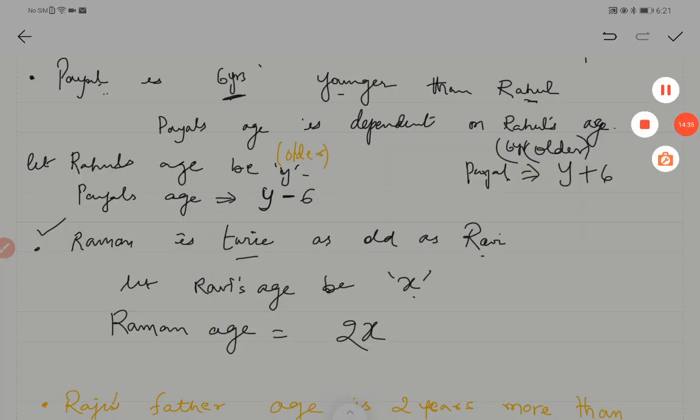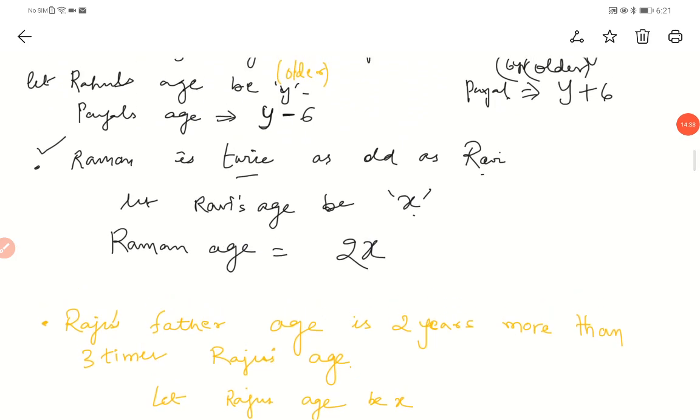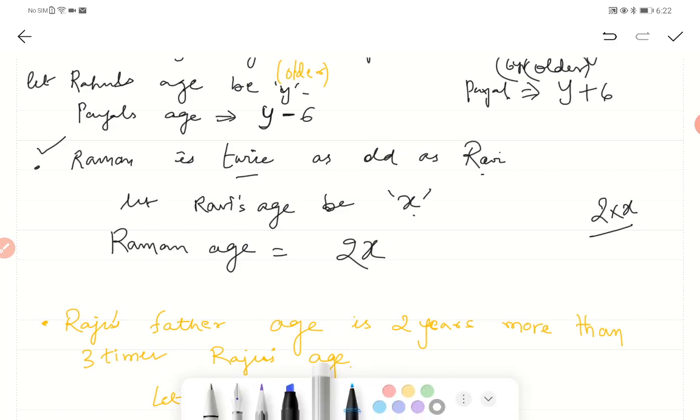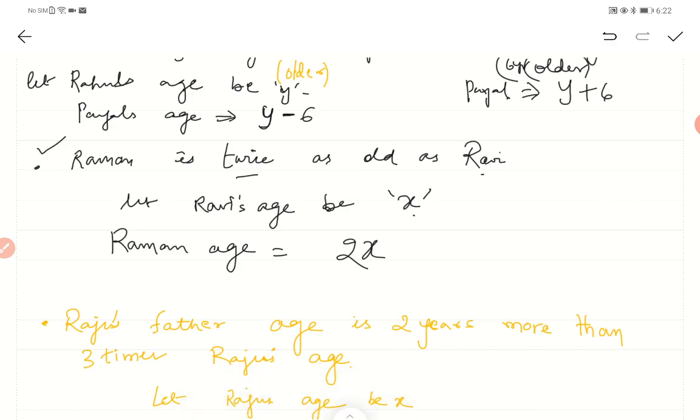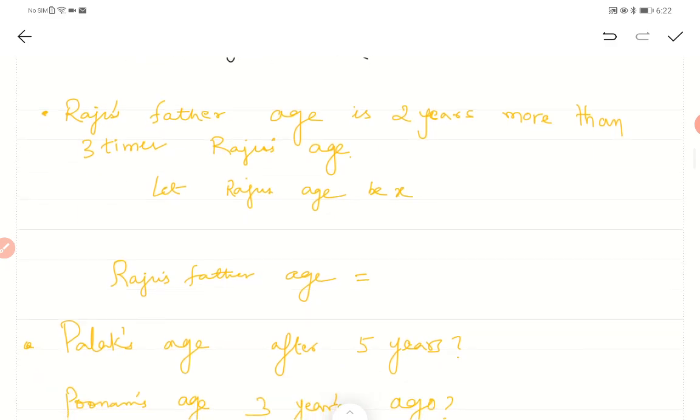Alright, so Raman's age is twice as old as Ravi. If I say Raman's age is double that of the age of Ravi, double is also twice of Ravi, right? Double of Ravi will be 2 times Ravi's age. Okay, now take one more question, understand this. This will be the last one. After that we will stop here. Try to analyze the questions and from those questions get the expressions.